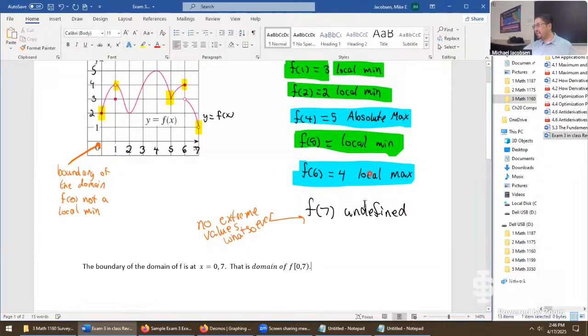But notice the way we had to write that out. The bracket right there includes the point 0. It just wasn't an absolute minimum nor maximum. And the parenthesis here excludes 7, which matches up with f of 7 being undefined.